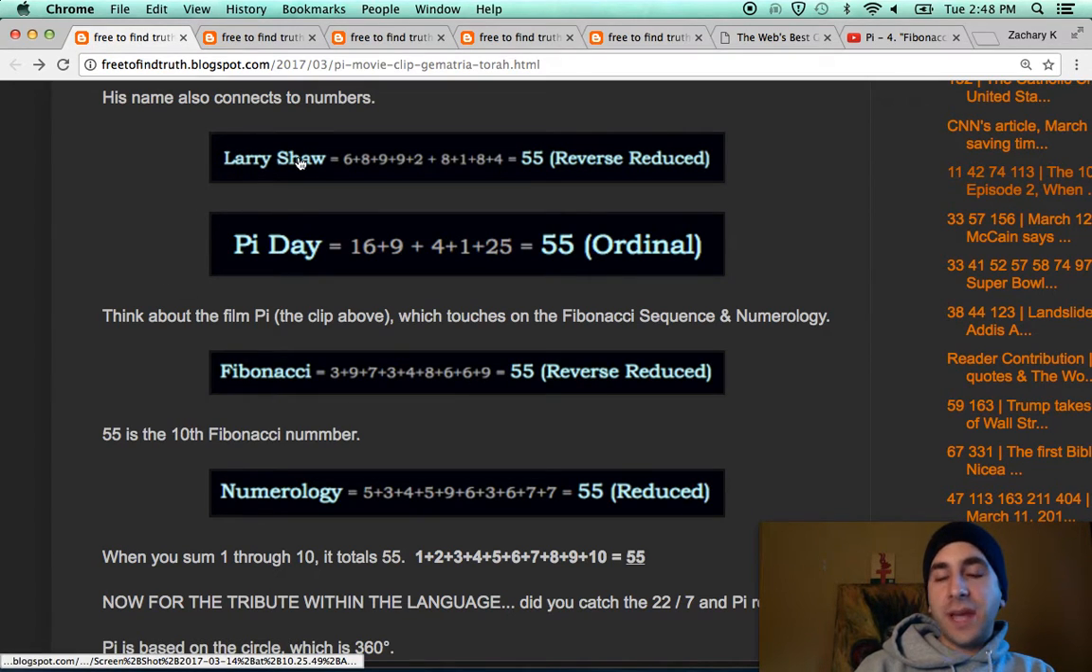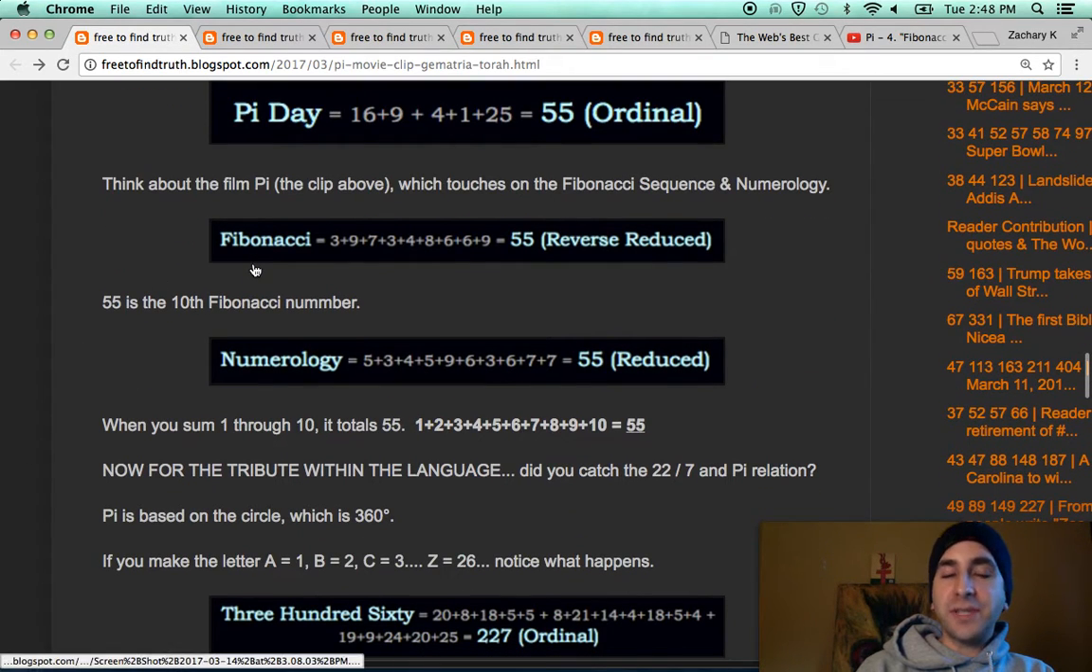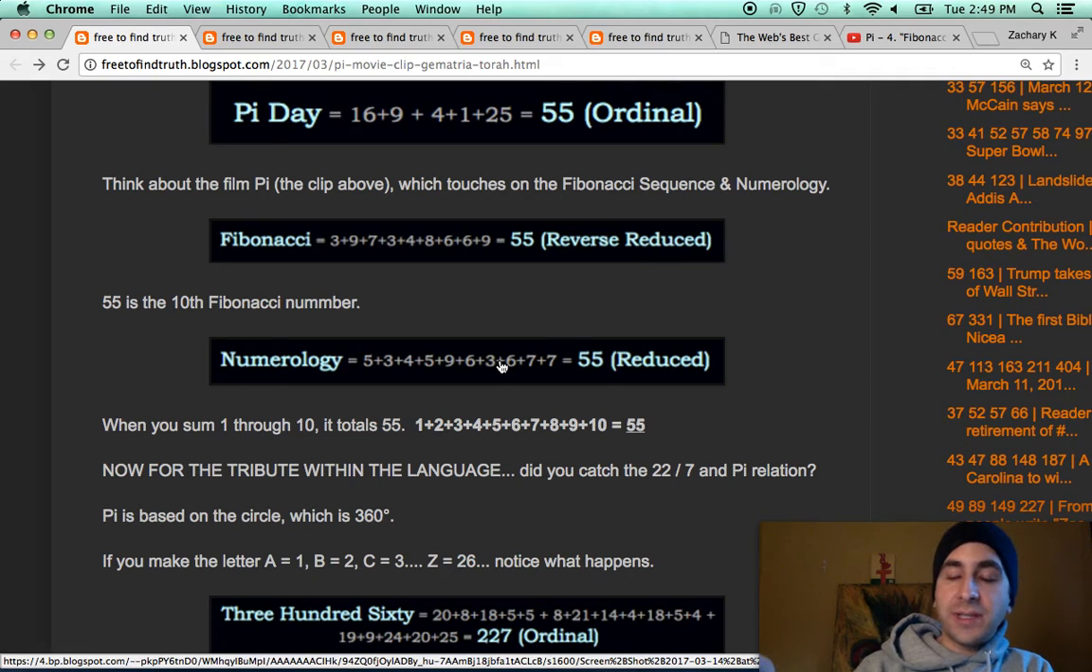Anyway, the man who established Pi Day is named Larry Shaw. And Larry Shaw sums to 55 like Pi Day. He established it in 88. What's interesting is Fibonacci in Gematria sums to 55. So does numerology. The Fibonacci sequence is God's mathematical spiral.